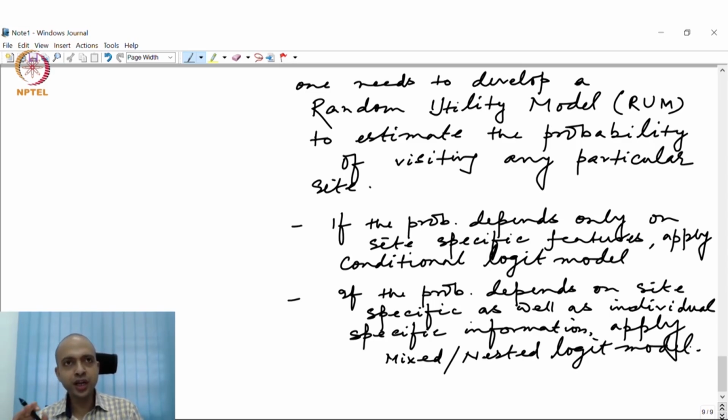And since we are collecting information only for the visitors, the travel cost method can capture only the use value of the park. No non-use value can be captured. This is true even for the hedonic pricing model as well. So non-use values like option value, existence value, and bequest value cannot be captured, unlike the CVM and choice experiment, wherein we were able to capture even the non-use value.